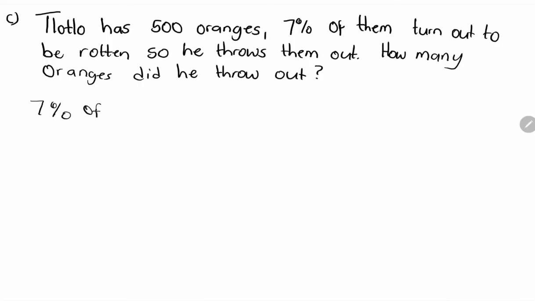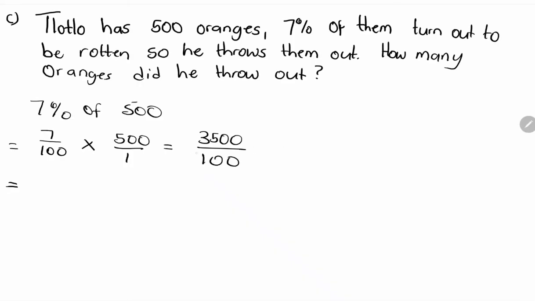7% of 500. 7% of 500, right, is equal to 7 over 100 multiplied by 500 over 1. Work that out. 7 times 500 is equal to, drum roll, anyone? 3,500 over 100 times 1 is equal to 100, and then 3,500 divided by 100 is equal to 35.